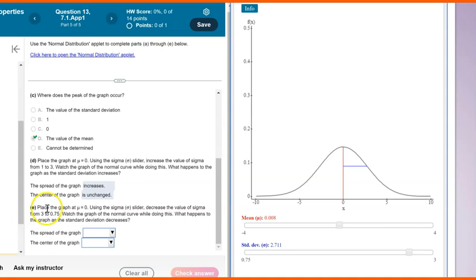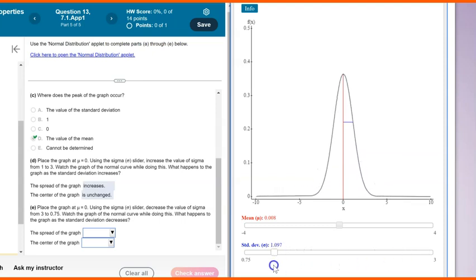Part E. Place the graph at mu equals 0, and here mu equals 0. You can see that. Use the sigma slider. Decrease the value of sigma from 3 to 0.75. Okay, let me put that to 3 here. Sigma 3. Decrease to 0.75. Okay. Now it looks like the graph is spread out a little more, but if you slide left to 0.75, what happens?